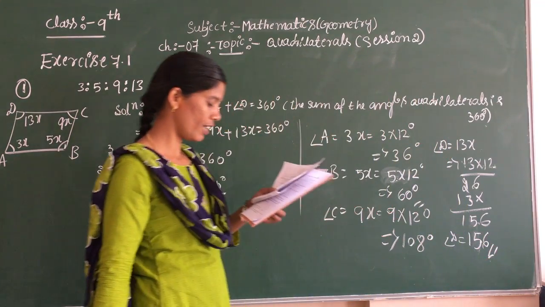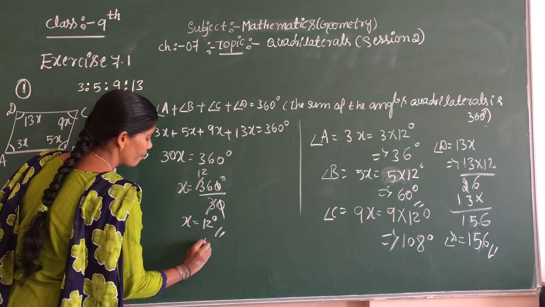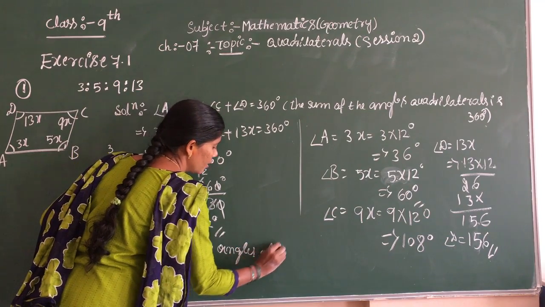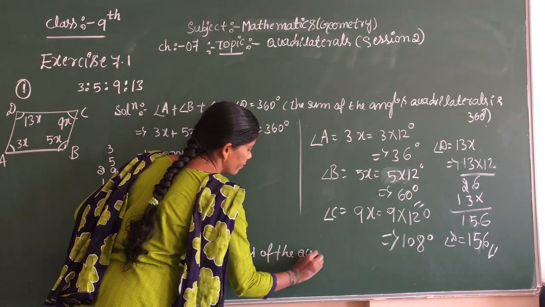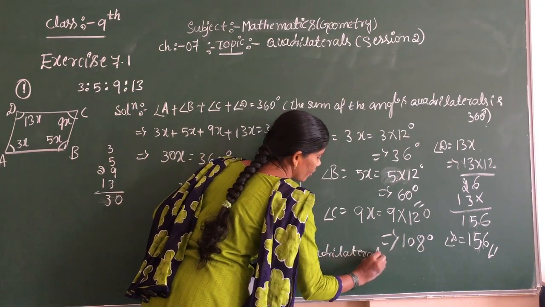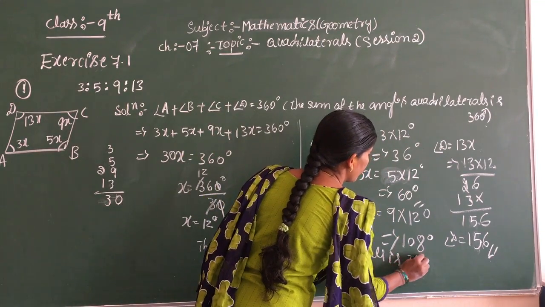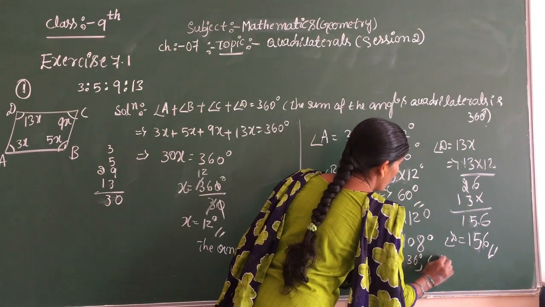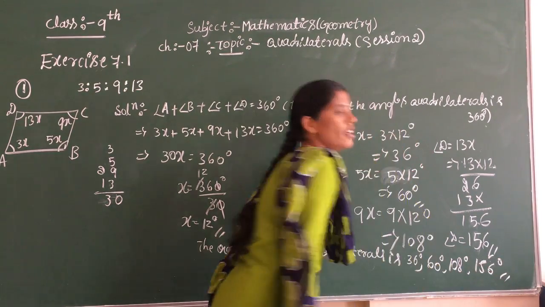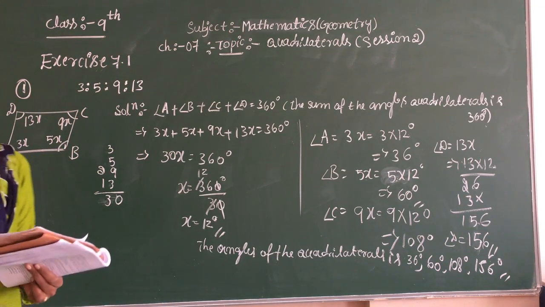The angles of the quadrilateral are, say it, children: 36 degrees, 60 degrees, 108 degrees, 156 degrees. Okay children, you should add them, and 360 is coming. Now next we shall move on.